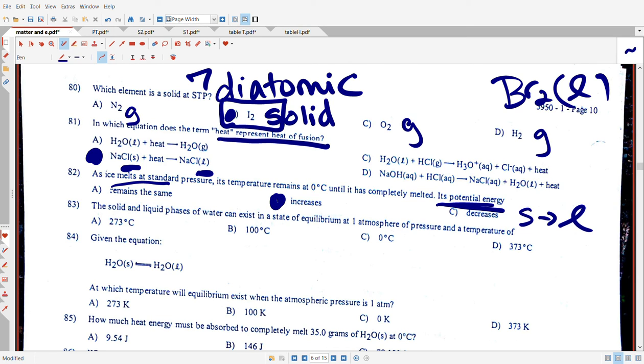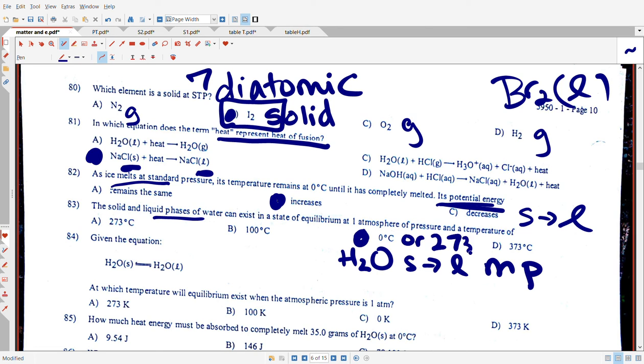Next one, the solid and liquid phases of water. If water is going from solid to liquid, it's the melting point. You have to memorize the melting point of water is 0 degrees Celsius or 273 K. That's just the definition. Here again, solid to liquid water is the melting point, which is 0 degrees Celsius, or 273 Kelvin.